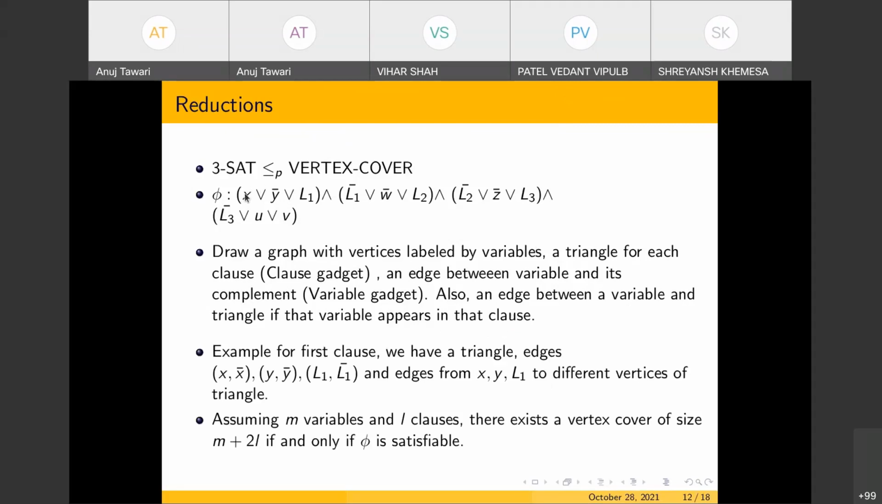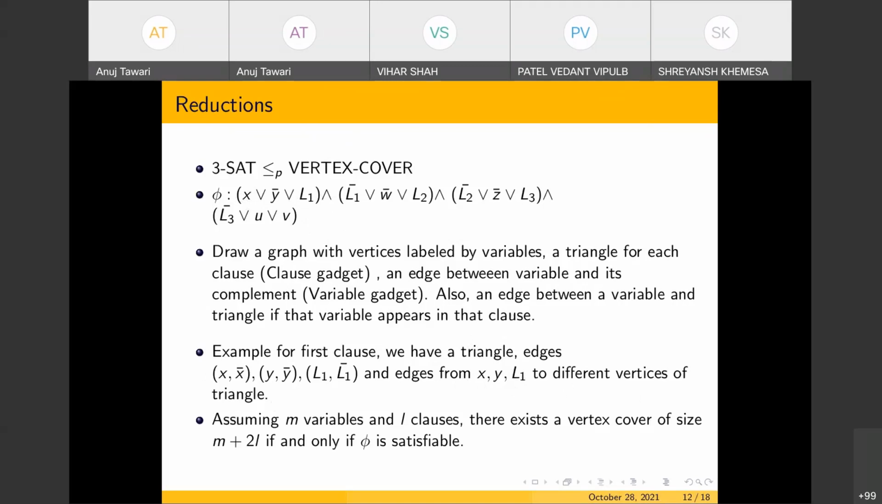So for instance, let me show you what this graph will look like for the first clause. We will have this triangle and these edges x to x bar, y to y bar, L1 to L1 bar, and there will be edges from x, y bar, and L1 because these are the three things which are in this clause. So we'll draw a triangle between x, y bar and L1. We don't name the triangle as such. We just draw edges from x, y bar, L1 to different vertices of that triangle.